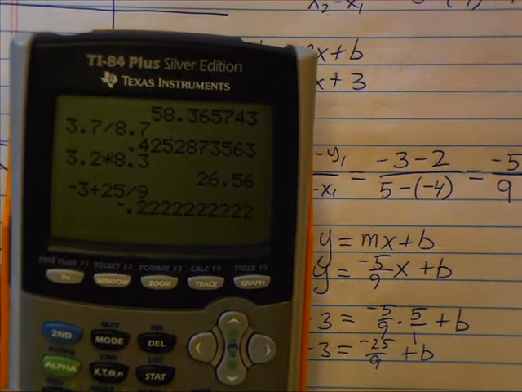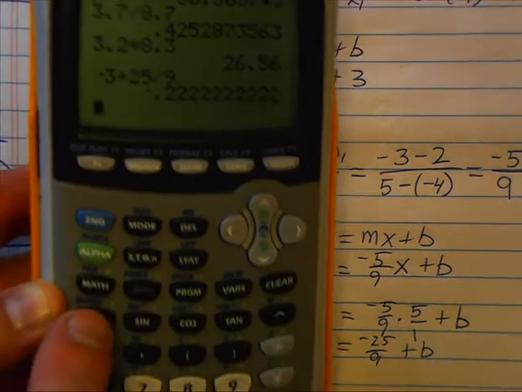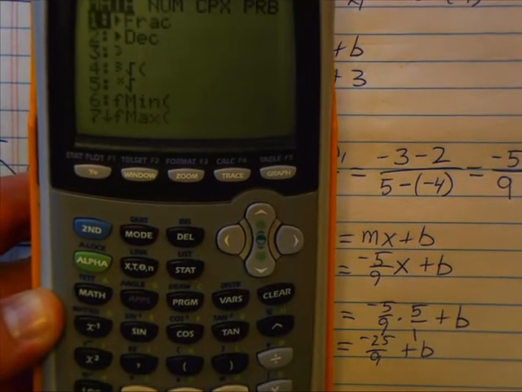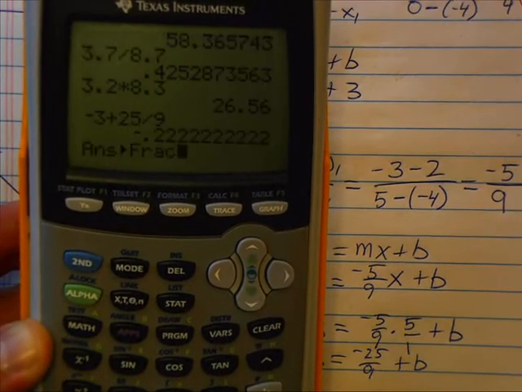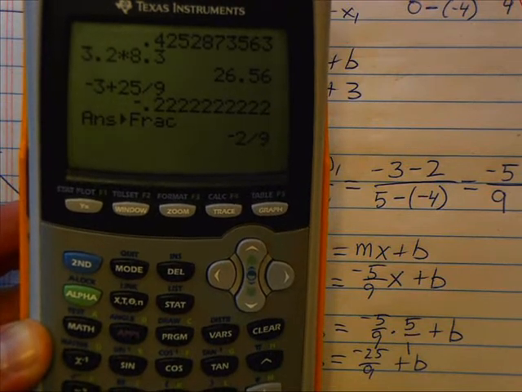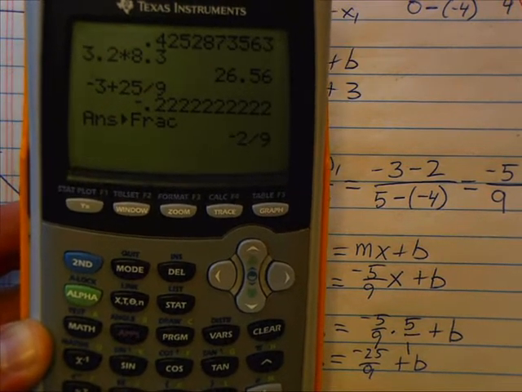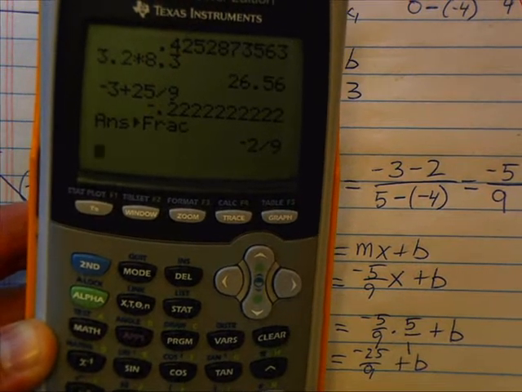Anybody know how to get the answer to be a fraction? Go ahead. You push math, which is over here on the left-hand side, right underneath the alpha button. The very first option is convert to a fraction. Enter, enter. So your calculator will add fractions for you, negative 2/9. You never again in your life have to add, subtract, multiply, or divide fractions. You may use your calculator.